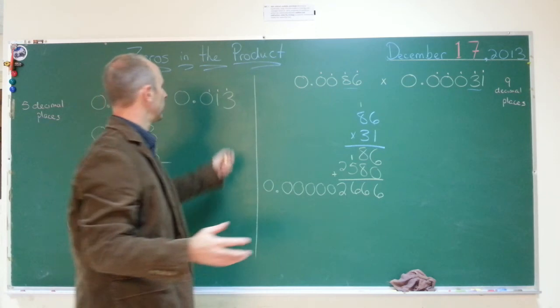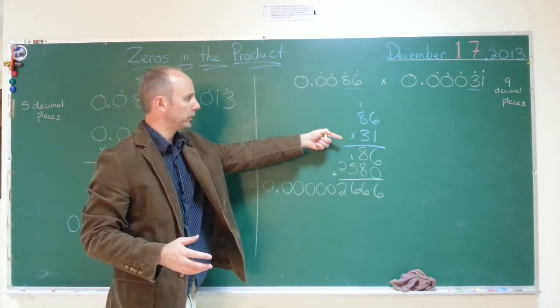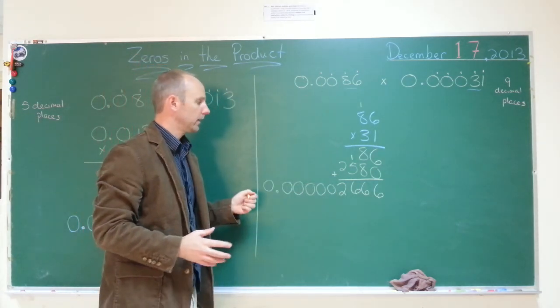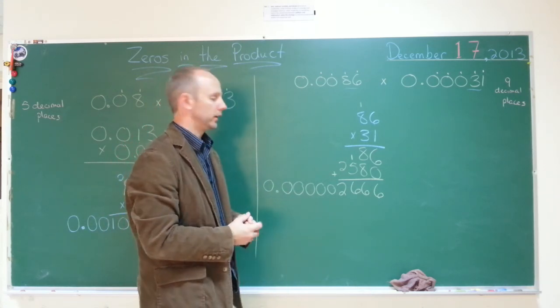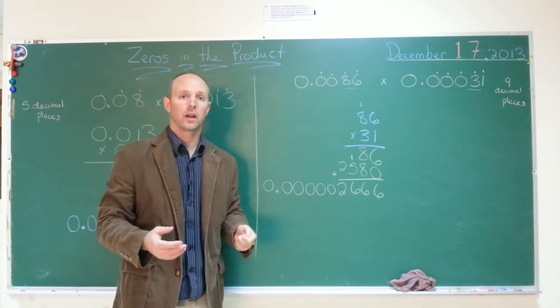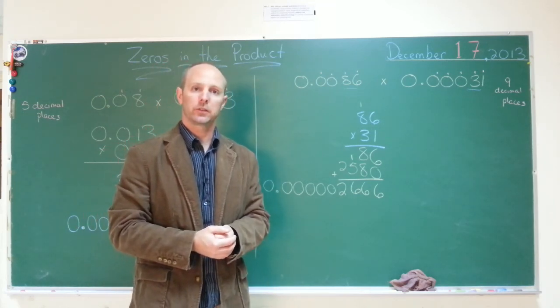It's just a much faster way. By doing it this way, by multiplying the whole numbers and then putting the decimals back at the end, it saves me lines and lines of zeros, and I still end up with the correct product at the end. Okay? So I hope that helps and is a faster way for you to do your math.